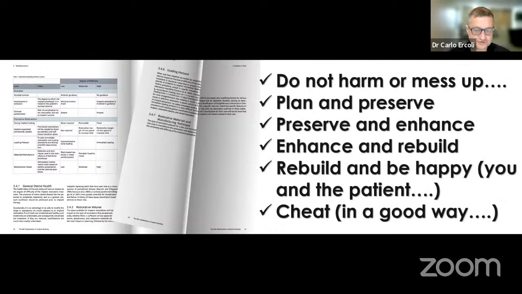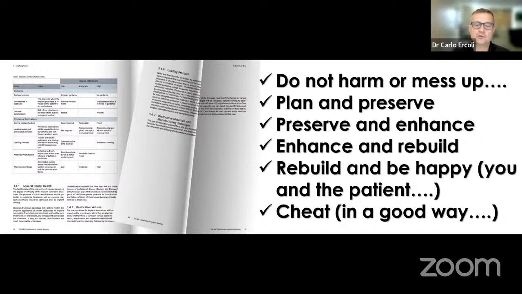Now, this is my very personal classification system. And you start from the top where you basically have everything that's going for you. Biology really has created the soft tissue, the hard tissue, everything's in the right place. So I call it do not harm or mess up. Then there is the one where you really, again, have almost everything going for you. You just need to plan right and preserve what nature has given you.